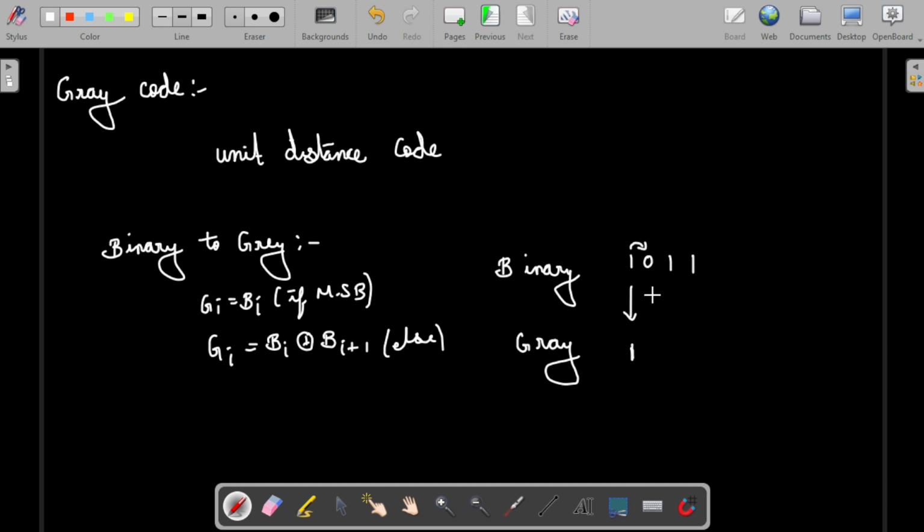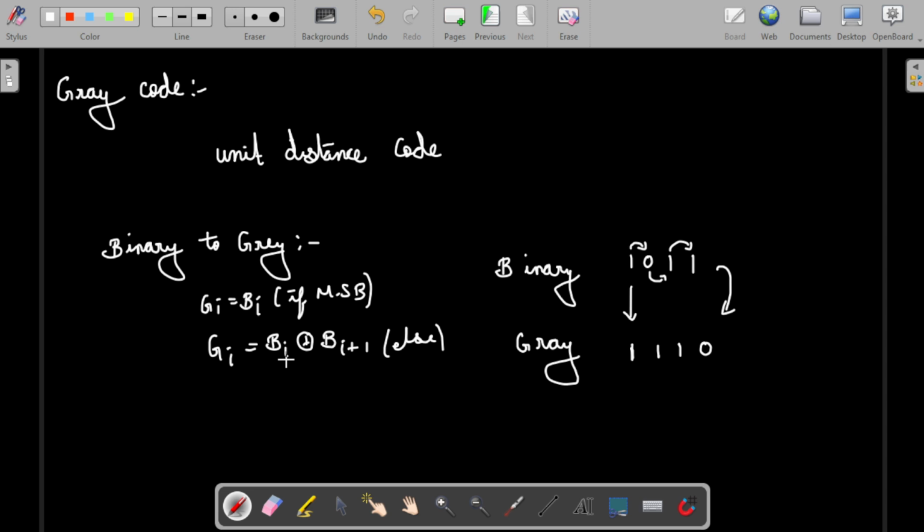So 1 XOR 0, which is 1. Then this 0 is XORed with 1, so that gives 1. Then 1 is XORed with 1, so that is 0. So this is how the gray code representation comes for this one, respectively. Okay, so this is very simple.